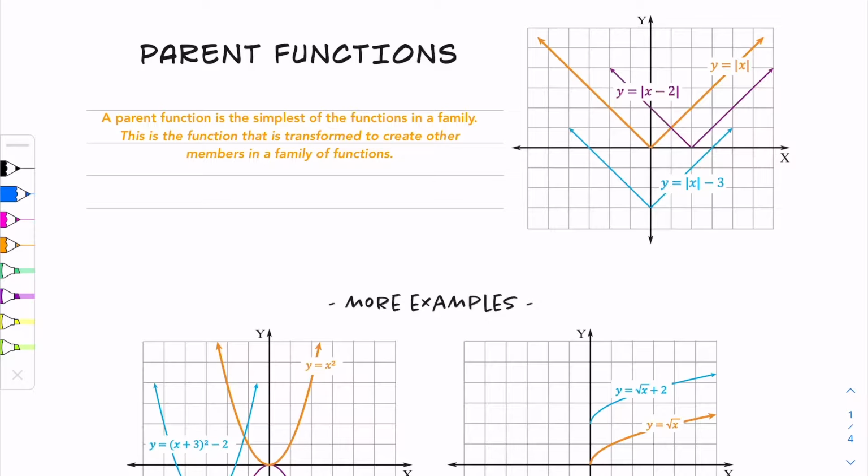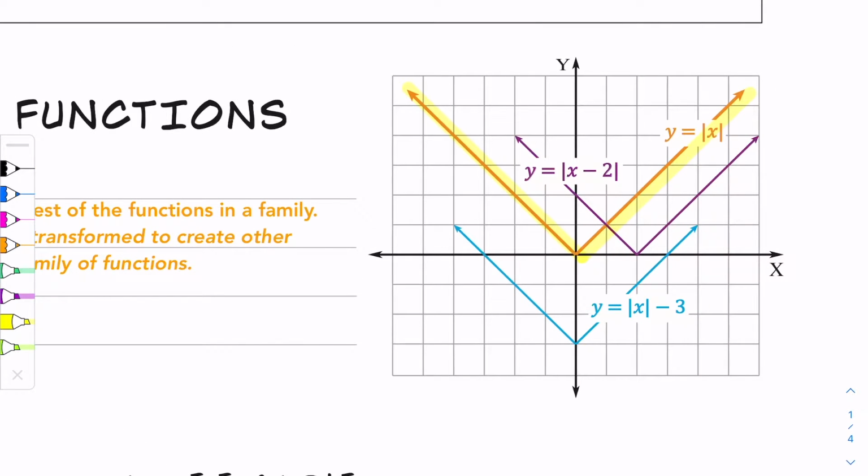In this graph over here, we see three graphs. We see the orange line, we see the purple line, and we see the blue line. So the most basic of all the graphs is this orange line that you see right here. One way to notice that it's the most basic is to look at the function. This is just y equals the absolute value of x. Here we have the absolute value of x minus 2, which is obviously more complex. And here we have the absolute value of x minus 3, which is also more complex. So again, the most basic one is going to be your parent function.